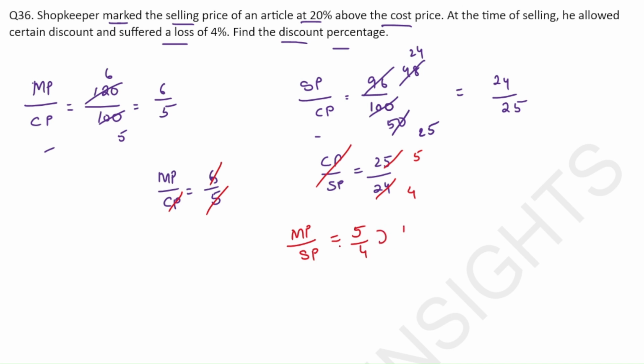So the difference is how much? Difference is 1, right? So we have to find a discount percentage. To find out the discount percentage, the difference is 1. So always with respect to mark price. So that is 1 by 5 into 100. So this will give you 20. That means the discount percentage is 20%.